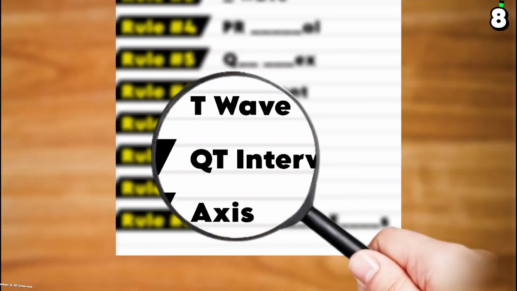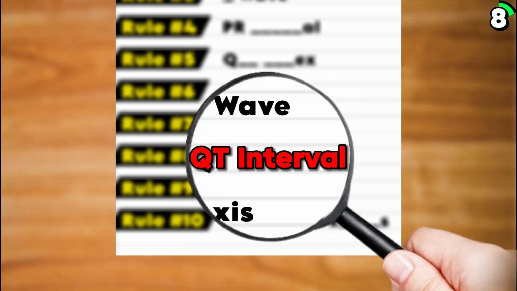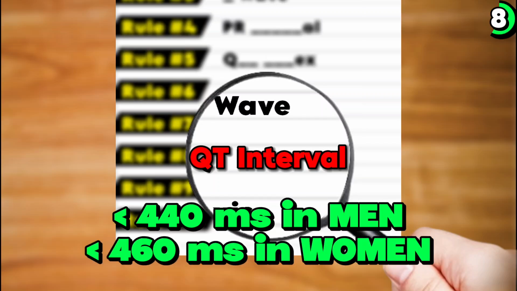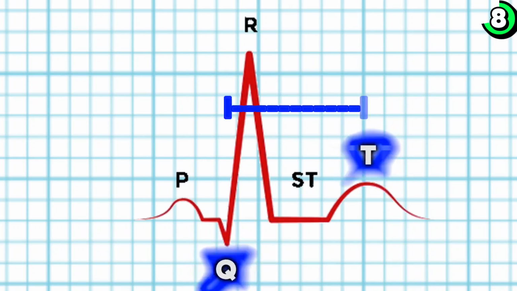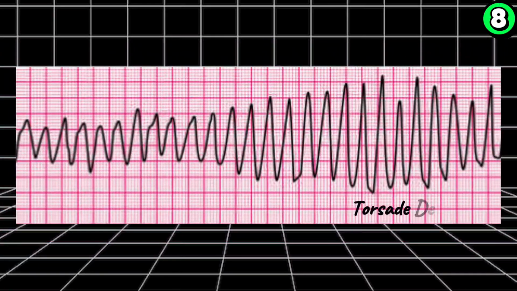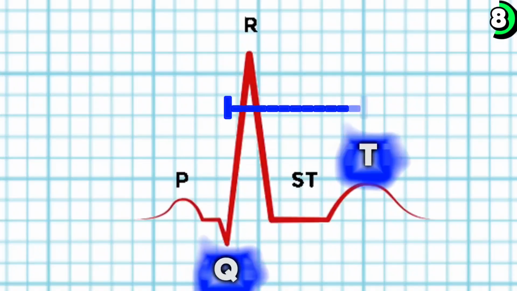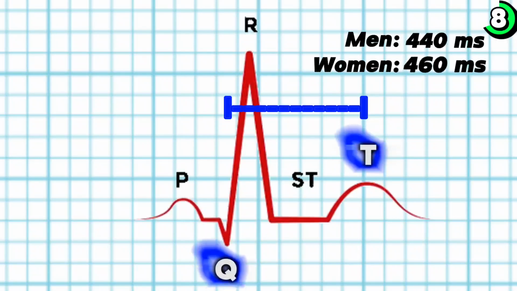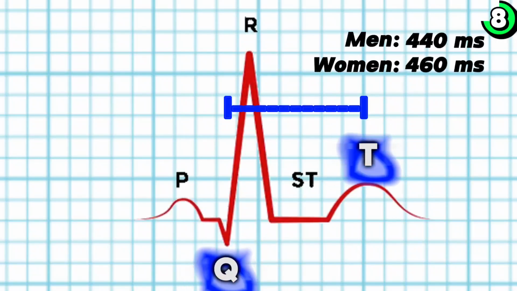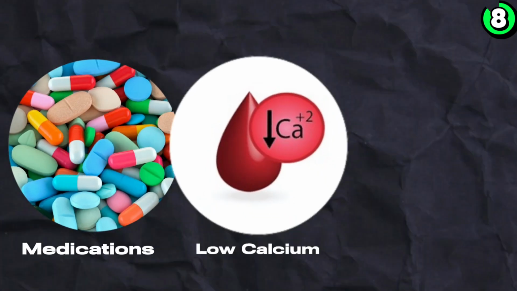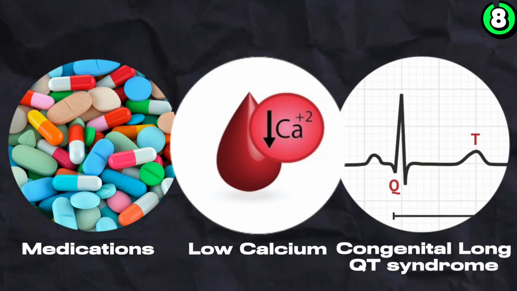Rule number 8. QT interval. Corrected QTc less than 440 milliseconds in men, less than 460 milliseconds in women. The QT interval is critical because a prolonged QT can lead to a deadly arrhythmia called torsades de pointes. A normal QTc is under 440 milliseconds in men, 460 milliseconds in women. Long QT, check for medications, low calcium, or congenital long QT syndrome.